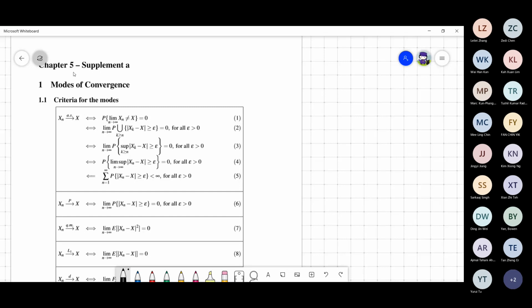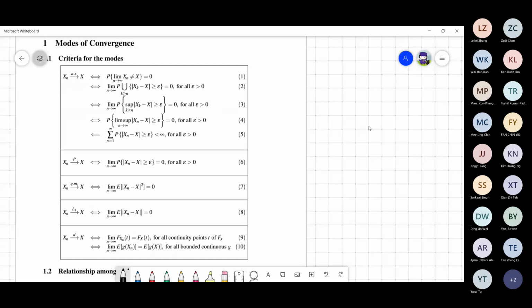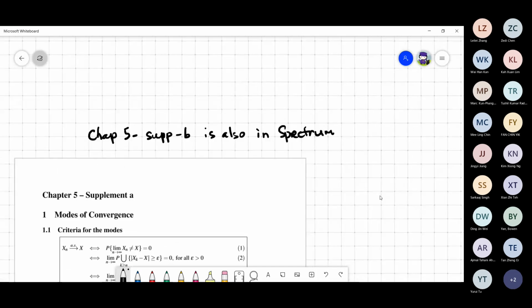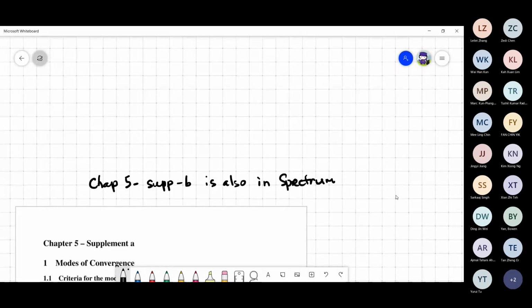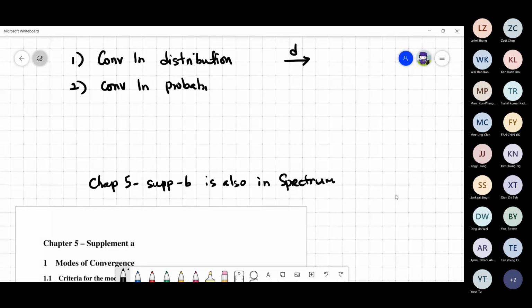Okay, let's come back to this. The first part of chapter 5 concerns all the different modes of convergence. We have actually briefly discussed these different types of convergence. Maybe I'll put it over here. We have 5 types of it. Type number 1 will be convergence in distributions, which we simply denote by D. The second one will be convergence in probability, which we represent by the symbol arrow P.